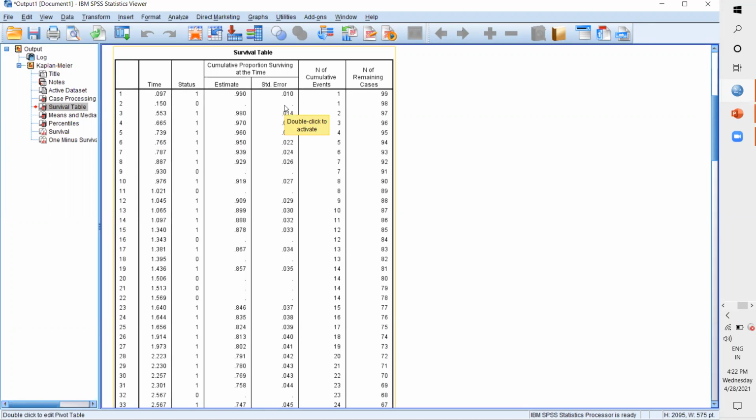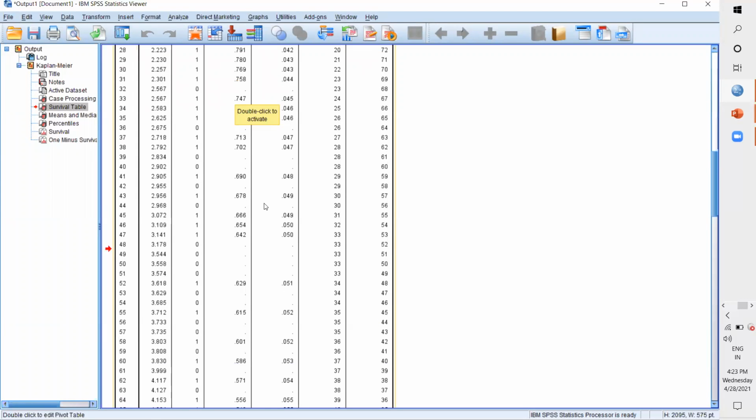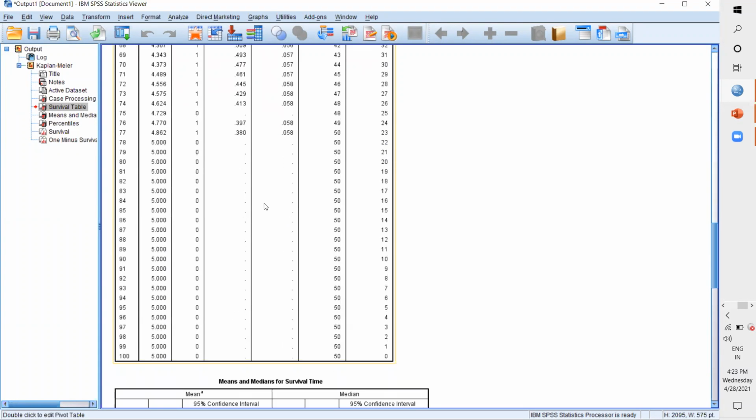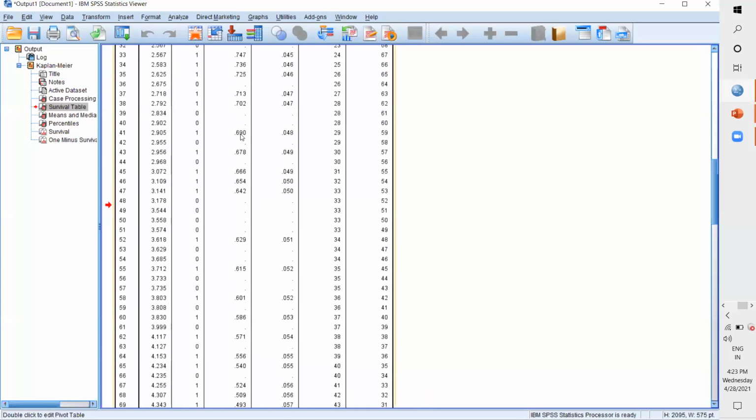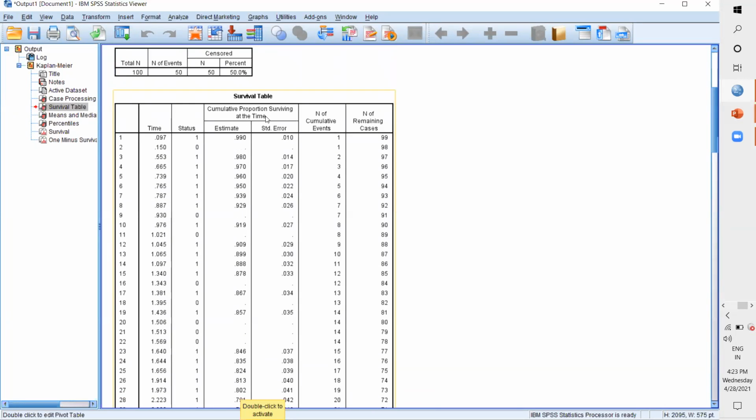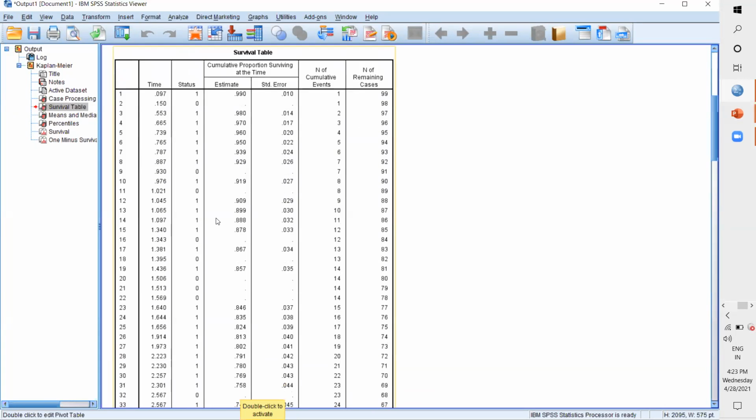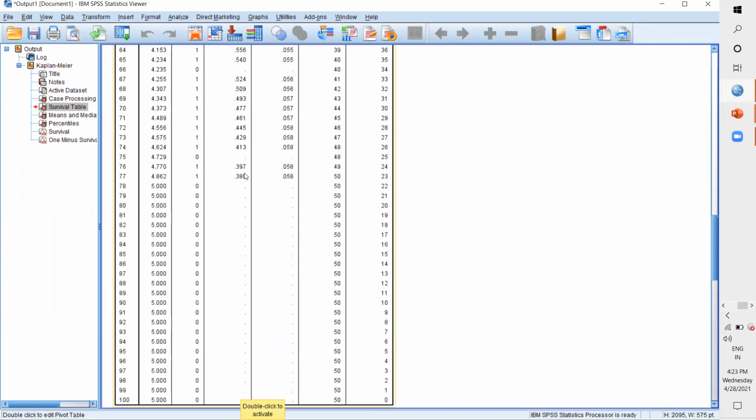This is just random data, so don't try to correlate it with any of these indices or anything like that. This is just randomly generated data, so it may not make any sense if we compare it with the disease. So these are the specific points in the survival time till 5 years. And if we see the cumulative proportion at time, we know that 38% of people have survived till the end of 5 years.